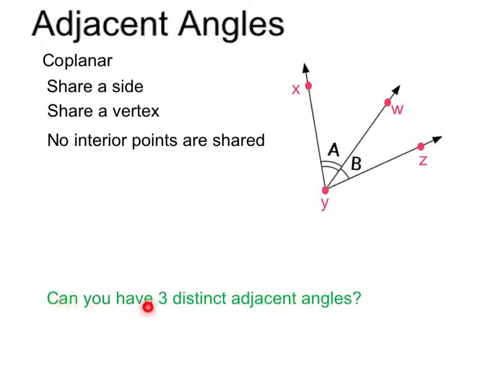The question I have is, can you have three distinct adjacent angles? In class we talked about this, and the answer was no, because technically you could, I suppose, have another one coming out this way if you can view that in the third dimension, but they wouldn't be coplanar, so we couldn't have three distinct adjacent angles.